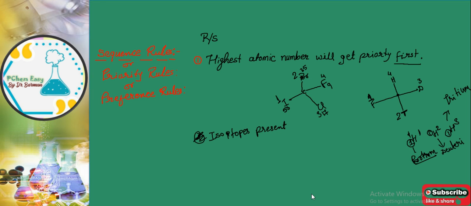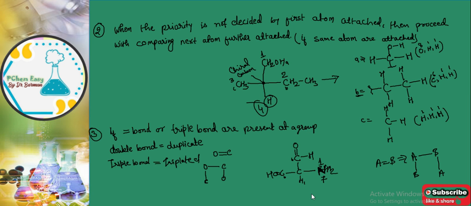So this was the sequence rule we have already discussed. First rule, the highest atomic number will get the priority first. When the priority is not decided by the first atom attached, then proceed with comparing the next atoms further attached. Third, if a double bond or triple bond is present in a group, we have to duplicate or triplicate it. Now we'll start with an example.